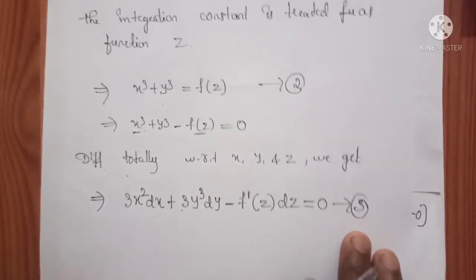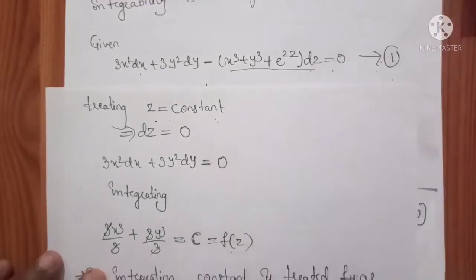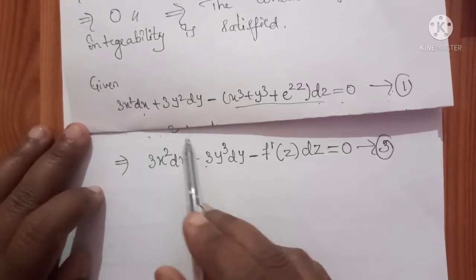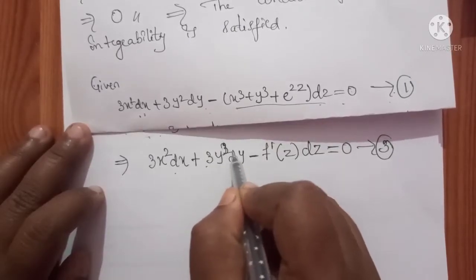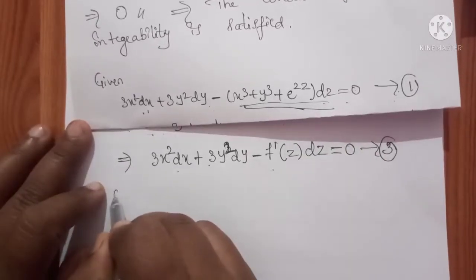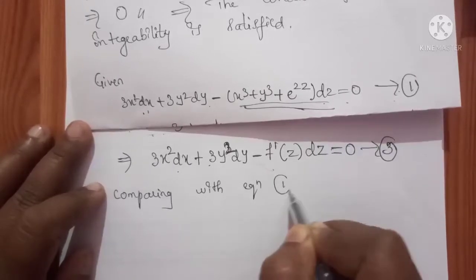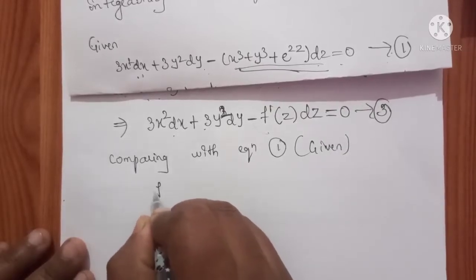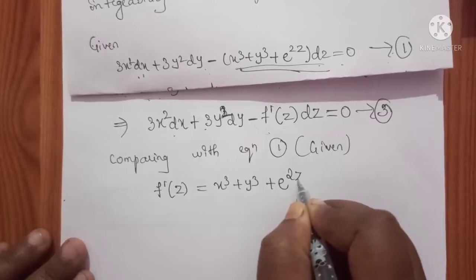So if you compare this equation 3 with the given equation 1, you can observe that these two equations are the same. So 3x square dx, here also we have 3x square dx, and 3y square dy. So comparing the terms with the given equation, we get f dash of z is equal to x cube plus y cube plus e raised to 2z.